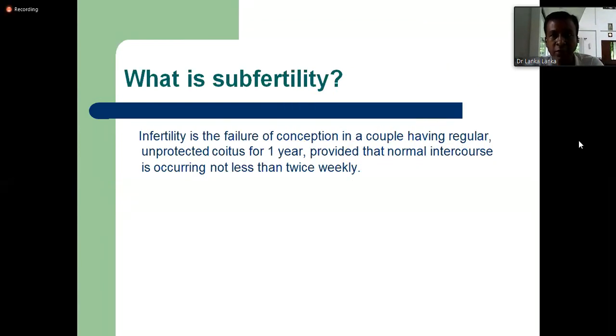The definition of subfertility is the failure to conceive for a couple having regular unprotected sexual intercourse for 1 year, provided that normal intercourse is occurring not less than twice a week. But secondary subfertility is different; we take 6 months. In primary subfertility it is 1 year, and in secondary subfertility it is 6 months.